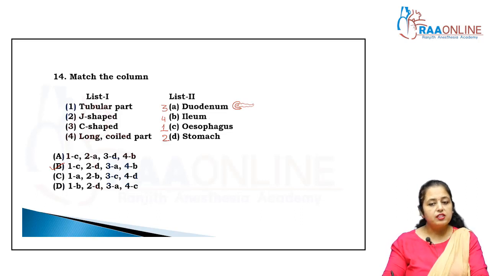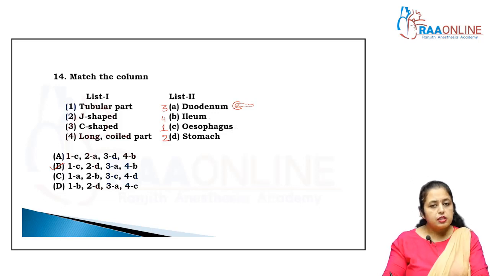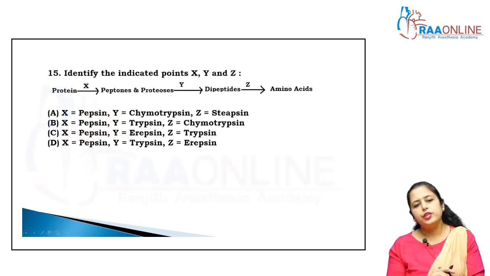Clear? Esophagus is a hollow tubular portion lined with non-keratinized stratified squamous epithelium. Its length depends upon the length of the neck, and the stomach is the largest expanded portion of the whole alimentary canal. In the empty state it is J-shaped. Clear? Come to the next question.